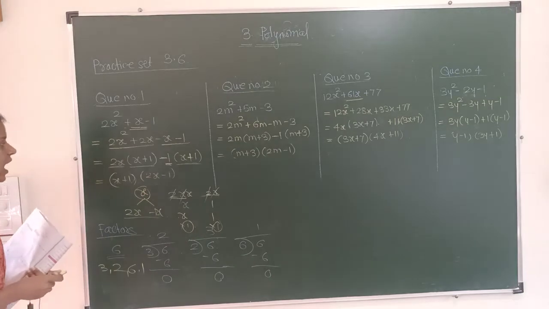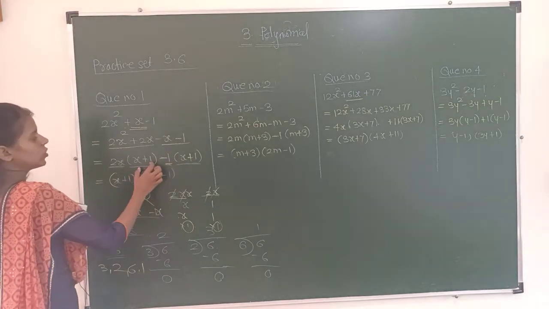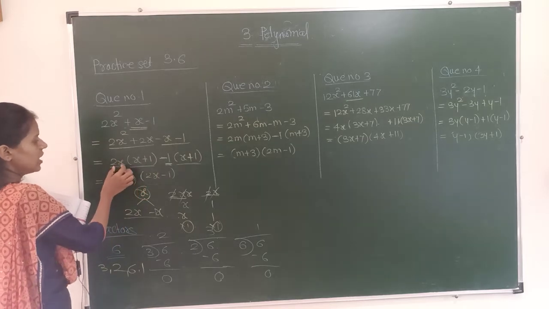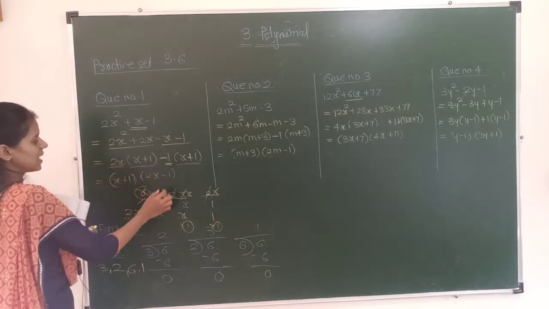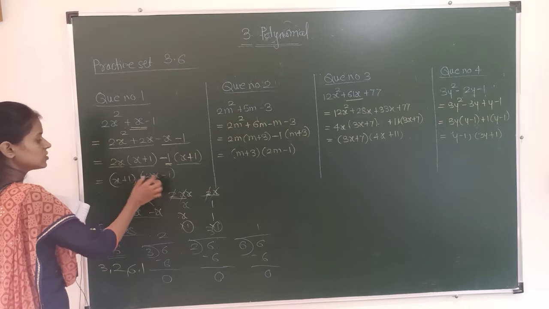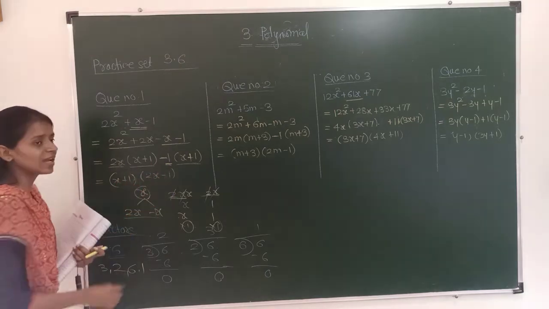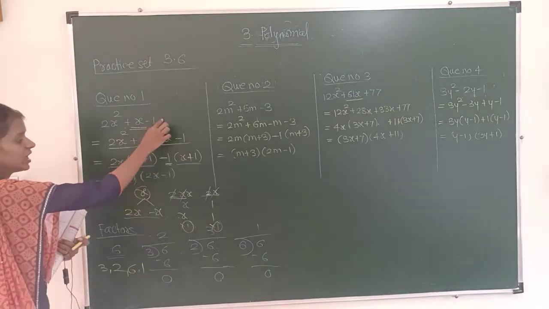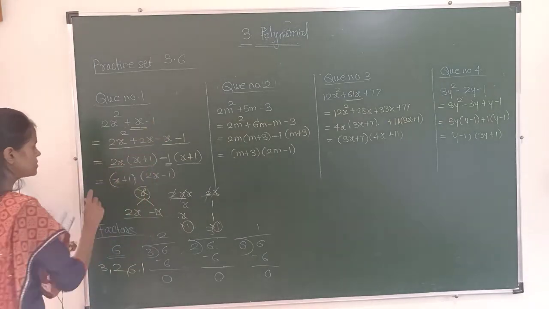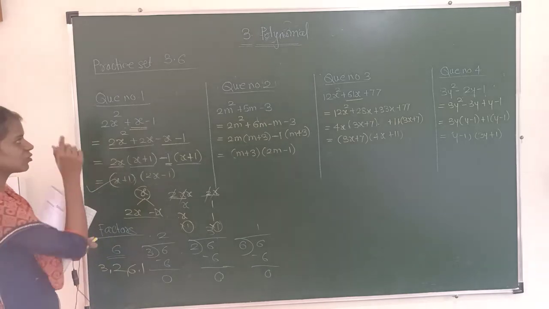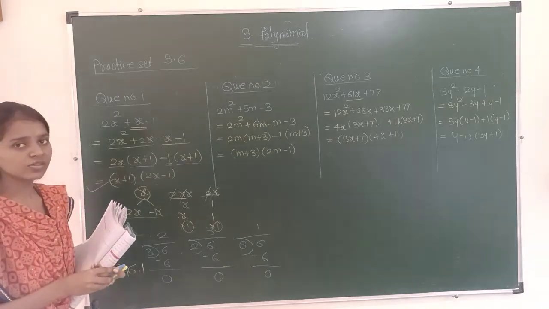Okay, are you getting how we solved it? We got the two brackets the same, so we took the bracket x plus 1 in common. The remaining terms are 2x and this minus 1, so we have written those two terms in another bracket. So x plus 1 and 2x minus 1 are the factors of the given polynomial. Okay, these two are the factors of the given polynomial. This is question number 1. Are you getting how to solve?